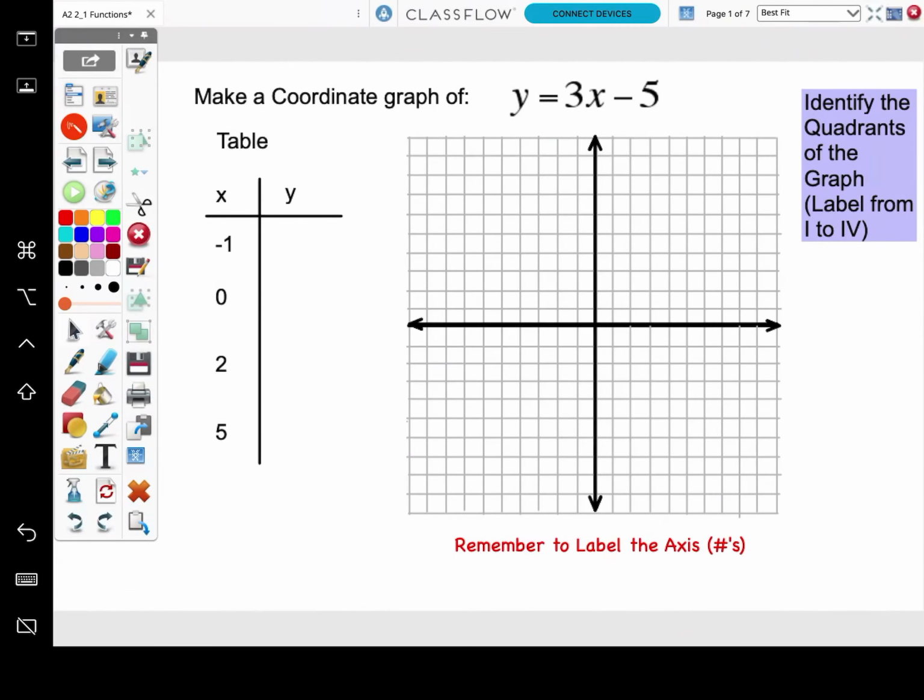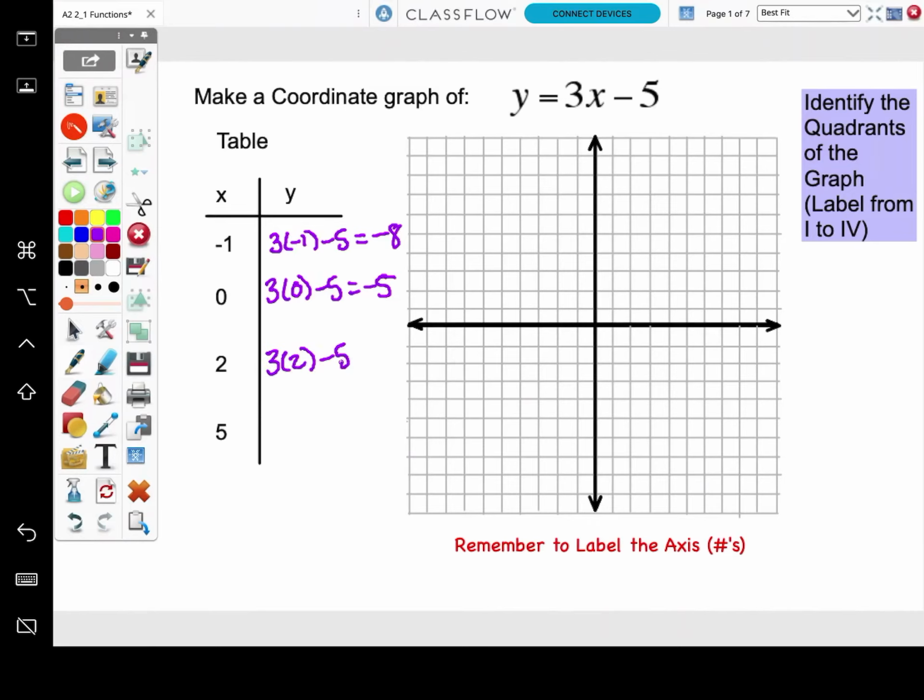So we have our table set up already. I chose some x values, just some random ones. So let's go ahead and plug those in. 3 times negative 1 minus 5 is going to be negative 8. Plug in 0. 3 times 0 minus 5 is negative 5. Right? 3 times 2 minus 5 is 1. 3 times 5 minus 5 is 10.